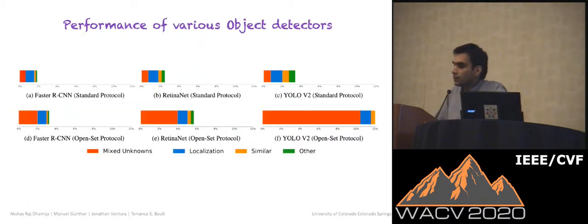We analyze the performance of various state-of-the-art object detectors such as Faster RCNN, RetinaNet, and YOLO on specific recalls. We deduce that even though some detectors give comparable performance under standard testing scenarios, they produce varied results in open set conditions.